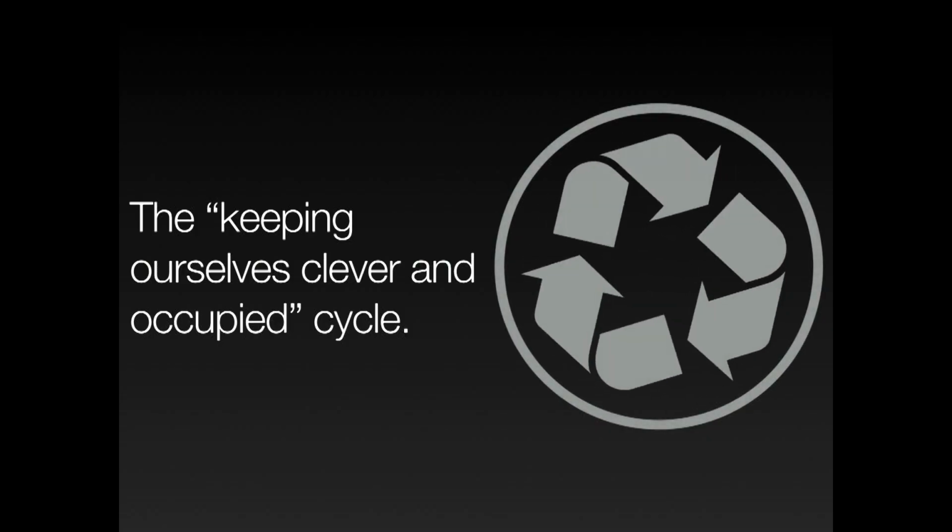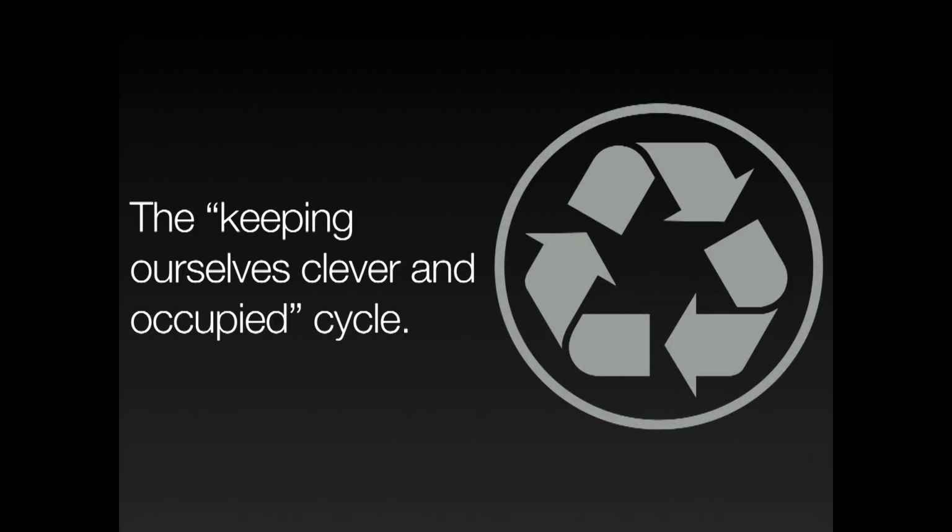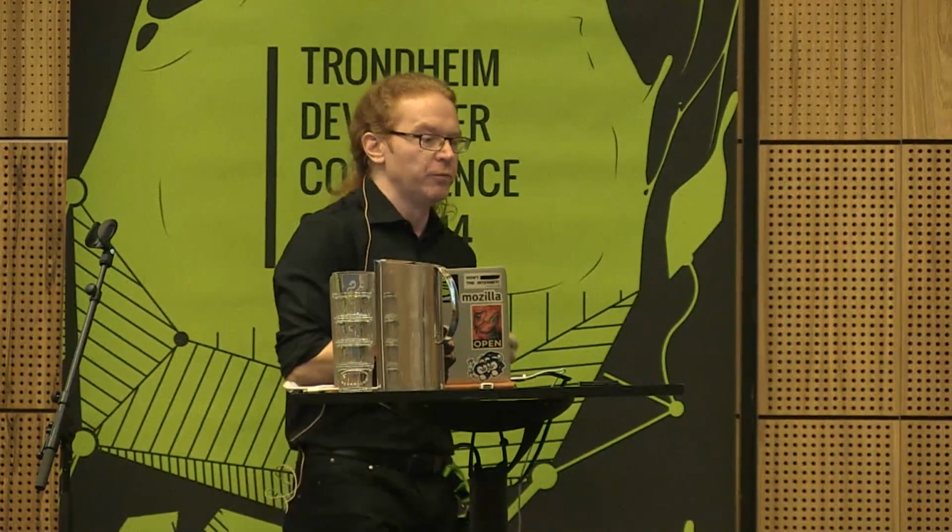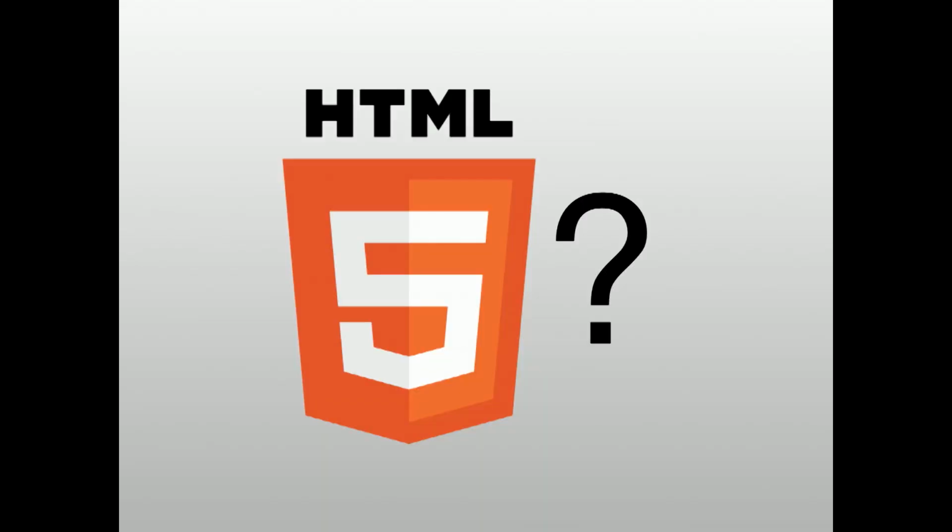And we fall into the keeping ourselves clever and occupied cycle. This is what's happening right now. Because we told people that HTML5 is broken and that there's old browsers out there that need to be 100% supported, we started changing HTML5 from something that is a standard that is defined to something that is an abstraction. So how do we make HTML5 work on old browsers? How do we make HTML5 work the same across all the browsers while these browsers are still implementing it and not really understanding it?